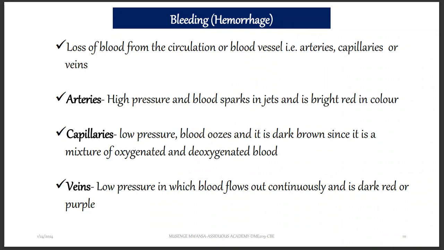Capillaries have low pressure and blood is going to ooze, and it is dark brown since it is a mixture of oxygenated and deoxygenated blood. Veins have very low pressure and blood flows out continuously, so the blood is going to be dark red or purplish in color. So by looking at the color, you know what blood vessel has been injured.